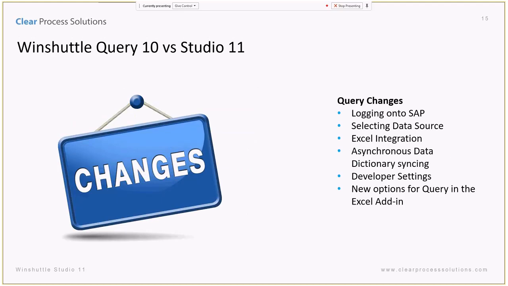Let's review the query changes. First item that is different is the software will require you to sign on to SAP before creating a query, along with a new screen for selecting the data source. As mentioned before, the Excel integration is available in the lower half of your screen. A new feature called Synchronous Data Dictionary is available so that you can build your query while the data dictionary is being synced. You will also find new developer settings on the Run tab, along with new options for query in the Excel add-in.